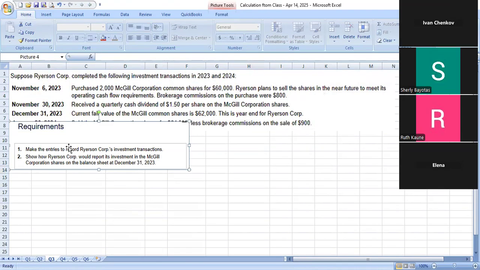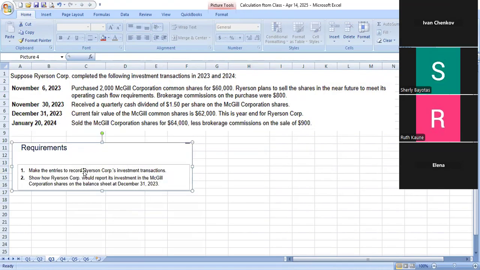Let's do this question. This is from chapter, let's see which chapter it will be. This company completed the following investment transactions for 2023. Oh, that's investment. That's chapter 16. So they purchased 2,000 McGill Corporation common shares for $60,000. They planned to sell the shares in the near future to meet operating cash flow requirements. Broker commission on the purchase was $800. Then they received a quarterly cash dividend of $1.50 per share.